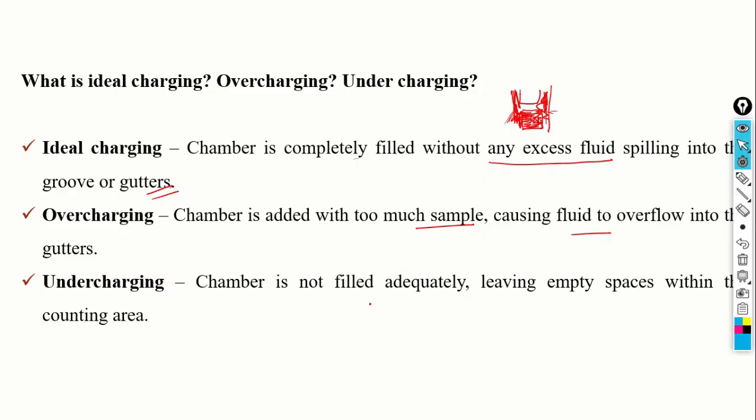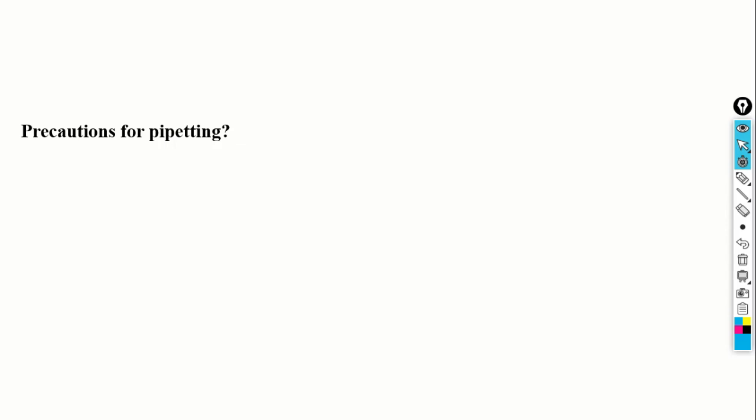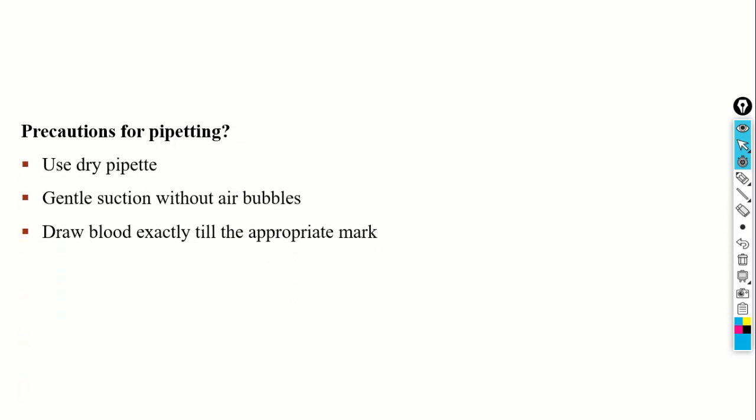Undercharging: the chamber is not adequately filled. If only this area you have charged, and this area remains empty, which means you are actually counting wrongly and it is going to produce an error. Precautions for pipetting: we have to use a dry pipette first, gentle suction is needed without air bubbles, and draw blood exactly till the appropriate mark, no higher than 0.5 and no lower.